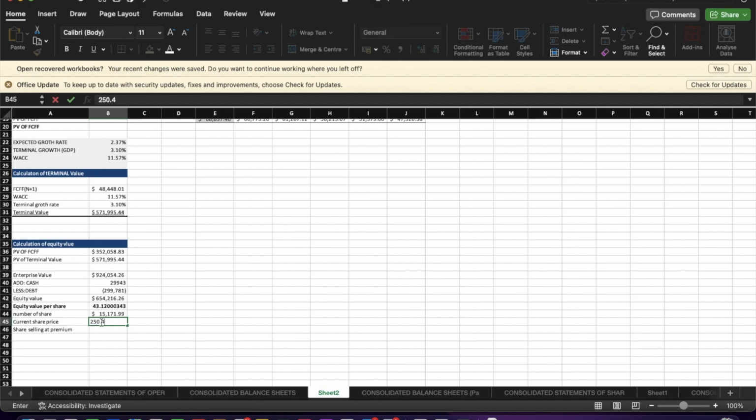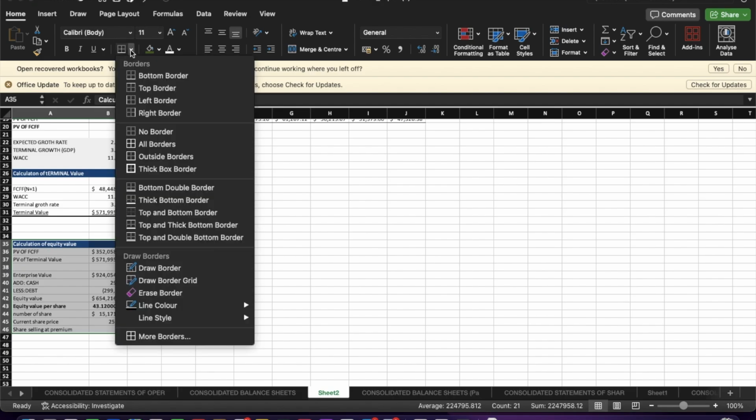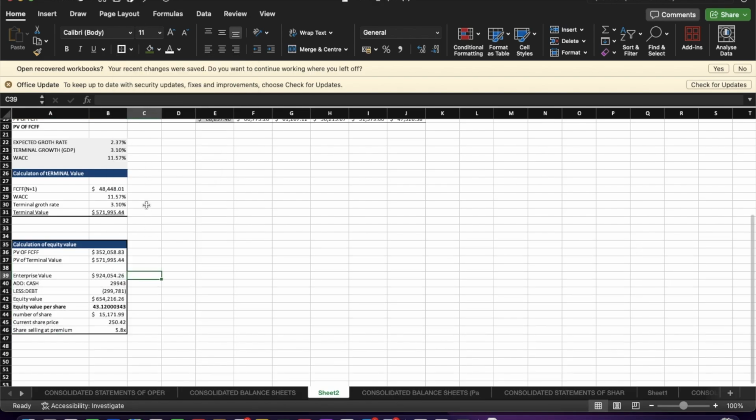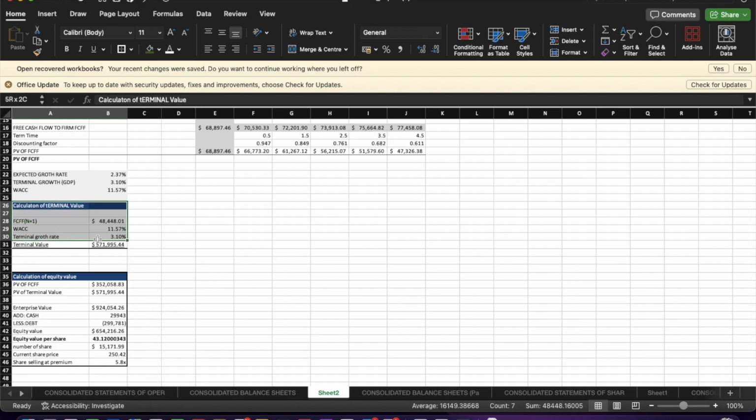43.120. So the market price of Apple is 250. So if we divide 250 by the price we got, we can see it is 5.8 times the actual value in the market. So what we have got till now is that the Apple share on the market is overpriced than its actual value. And before I make my final statement, let me sort out the data first.